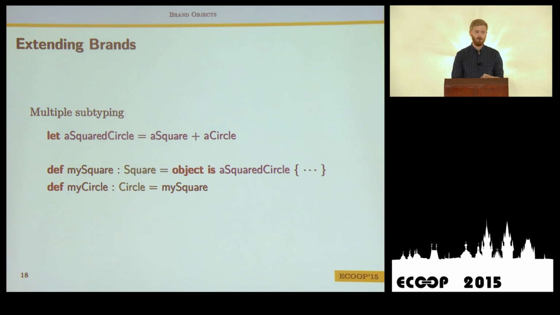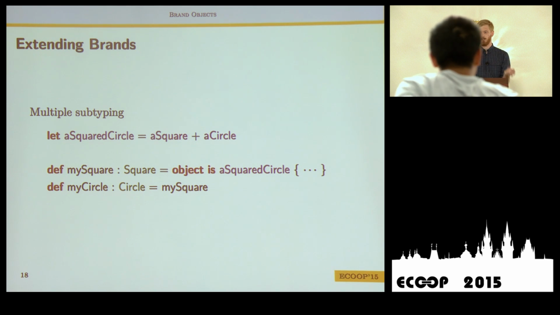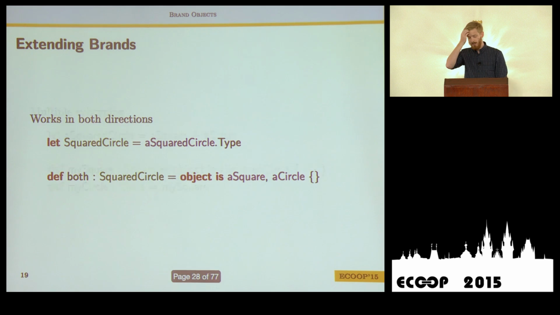And we can do multiple subtyping. We don't have multiple inheritance, but classes aren't involved in this process at all. So there's no reason we can't add brands together. So we can add a square and a circle together. We get a squared circle. And now we can annotate an object as a squared circle, and it satisfies both the square and the circle types because it essentially translates into annotating that object with those two separate parts. And that works in both directions as well, that the type of a squared circle matches exactly those things which have been branded by both its subparts. It's not in itself a unique brand, it's just the sum of those two parts.